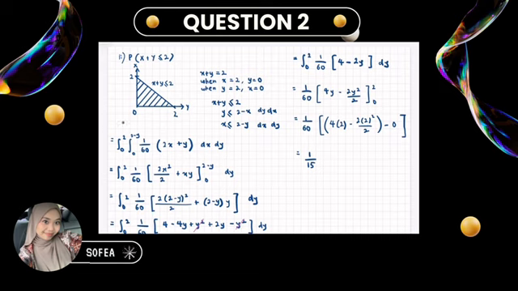So the first step is to sketch the graph. In order to sketch, we have to find the dots first to join them together to become a line for x plus y equals 2. So when x is equal to 2, y is equal to 0, and when y is equal to 2, x is equal to 0. So we just join the two dots and we get the straight line for x plus y equals 2.